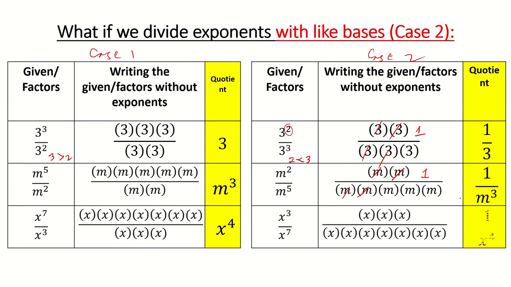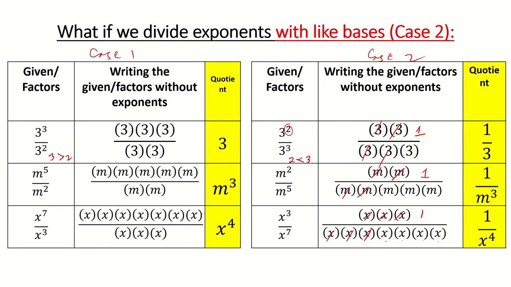And finally, same pattern, x cubed divided by x to the power of 7. We cancel the 3 x's in the numerator. Same in the denominator. Everything in the numerator is cancelled out, so we put a 1. Then we have 4 x's in here. So 1, 2, 3, 4, x to the power of 4.